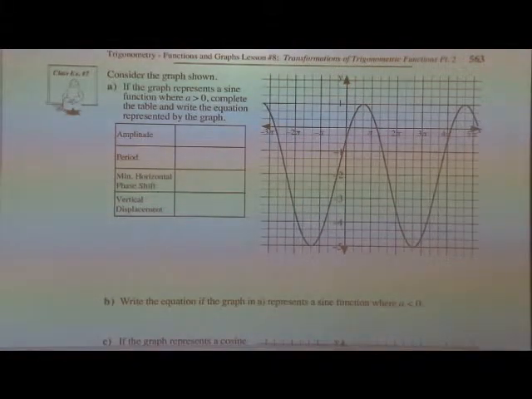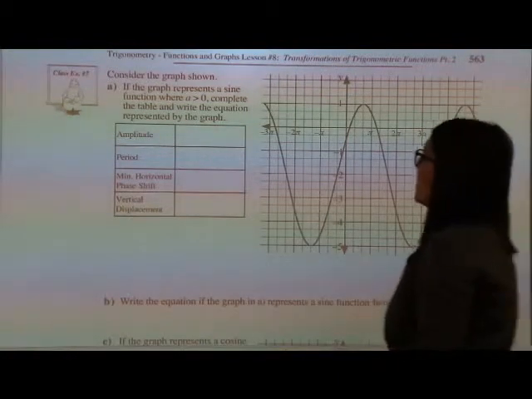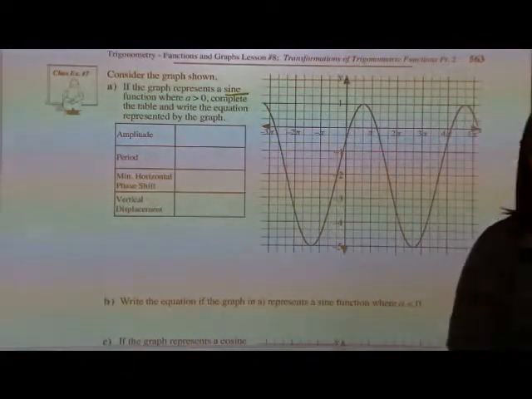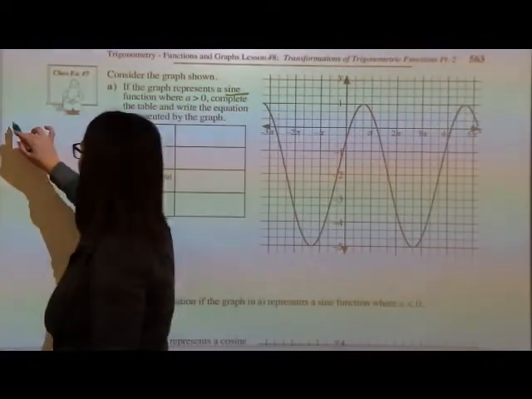Because now we're going to make it the harder ones. And not really harder, it's just now we consider all 4 variables. So we have to look at amplitude, horizontal phase shifts, periods, and vertical displacements. This is a sine function. The value of A is greater than 0. So that means we're looking at this kind of a shape.